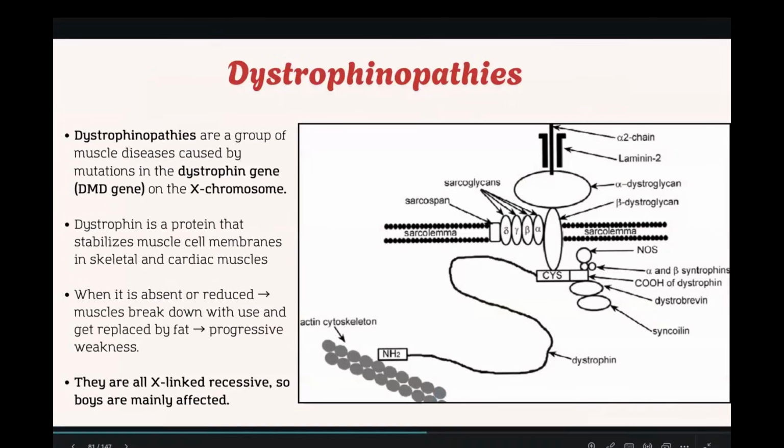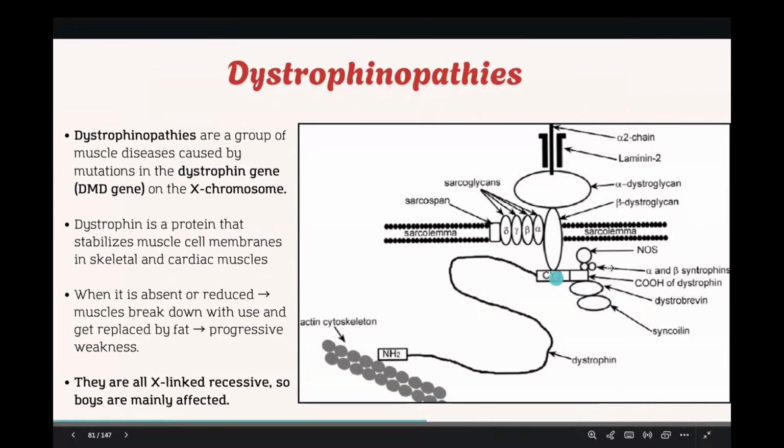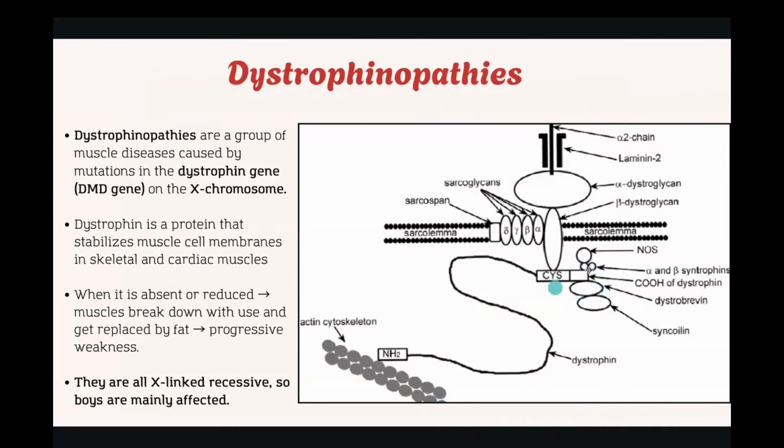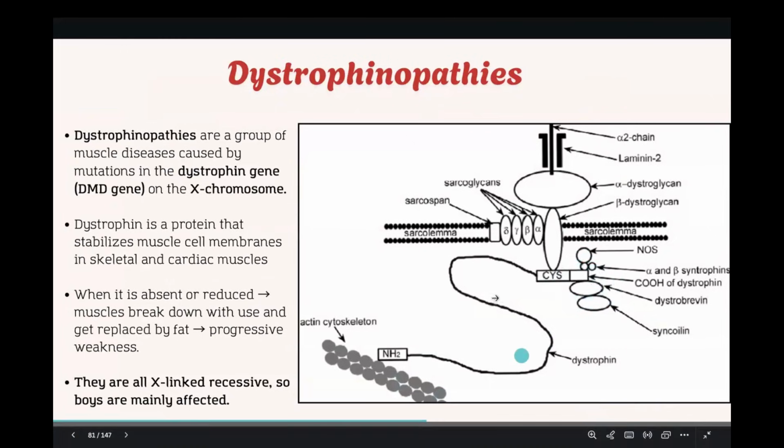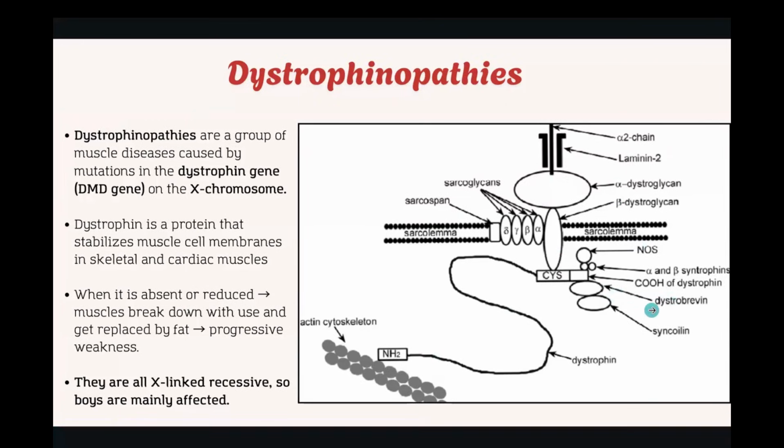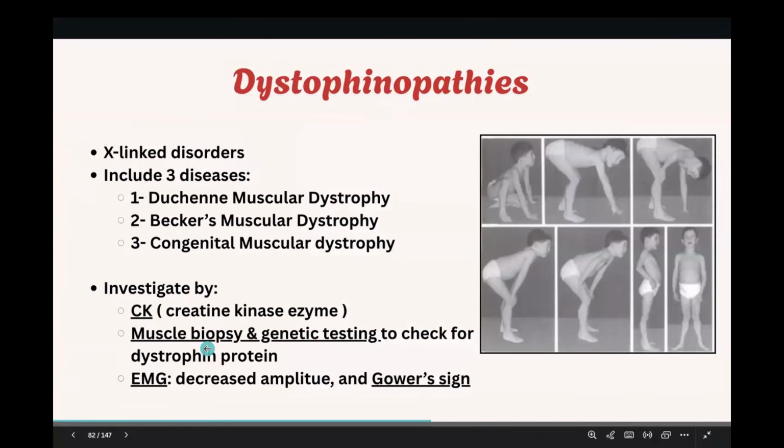Now, finally, dystrophinopathies. Dystrophinopathies are a group of muscle diseases caused by mutation in the dystrophin protein. If you guys remember, the dystrophin protein is located under the sarcolemma, and it takes the force from the contractile system and passes it to the extracellular matrix. So if this protein is mutated, we're going to have the dystrophinopathies. Now, this protein is encoded by the dystrophin gene on the X chromosome. This tells us that dystrophinopathies are X-linked recessive, so mainly boys are affected.